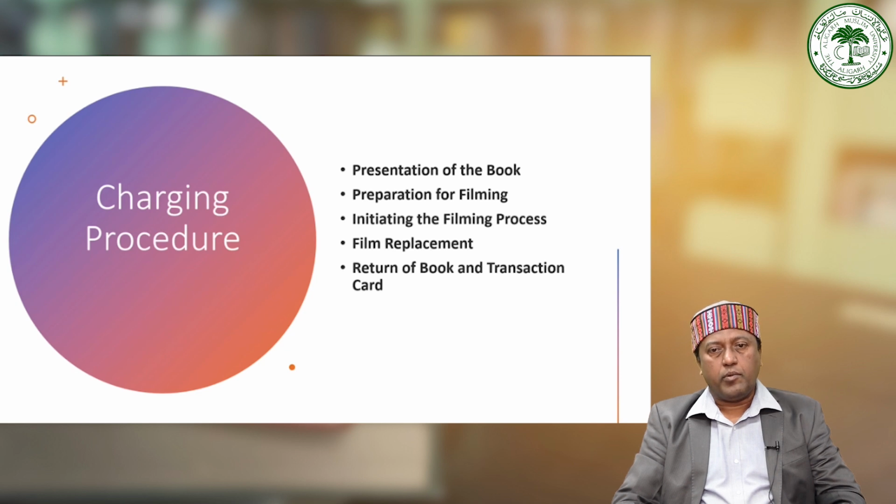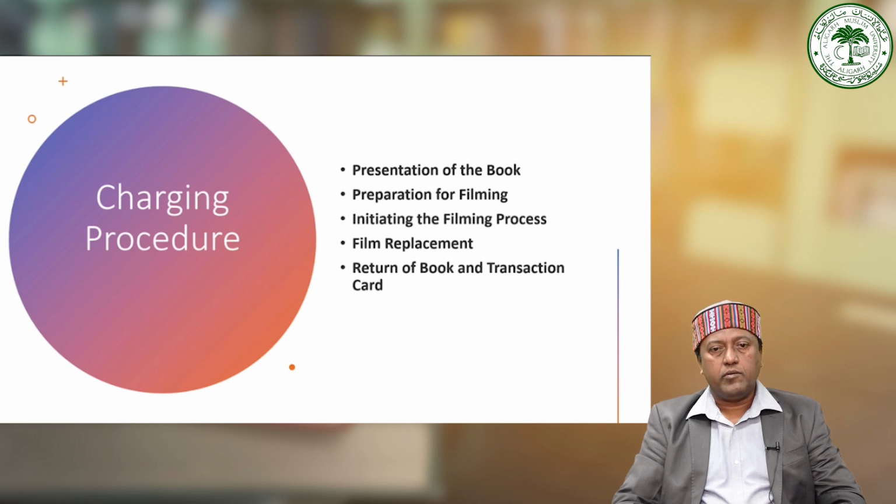The counter assistant places a book, a pre-dated, pre-numbered transaction card and the identification card in the microfilmer. And these items are positioned in a specific manner as required by the type of photo charging machine being used. Different types of photo charging machines are there. So whatever type of machine you are using, accordingly the film will be used and accordingly the item will be positioned. Then you need to initiate the filming process.